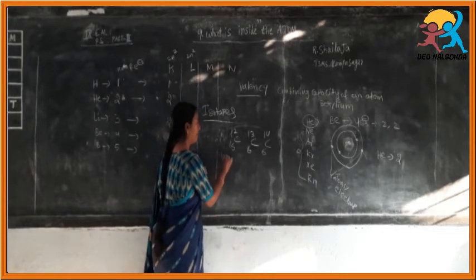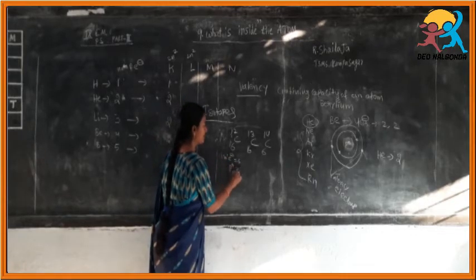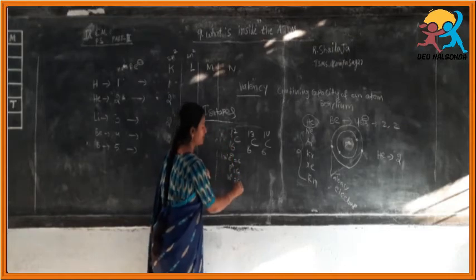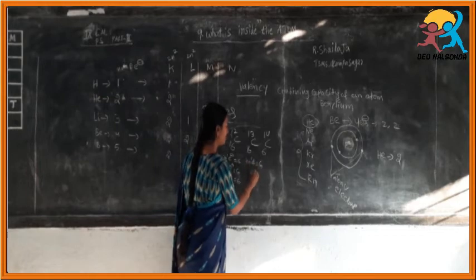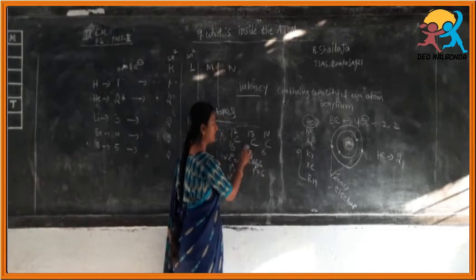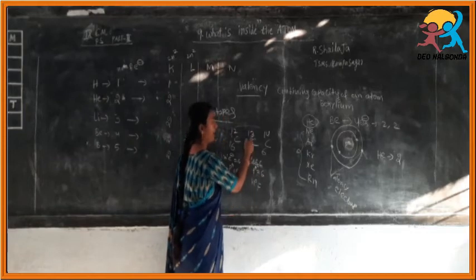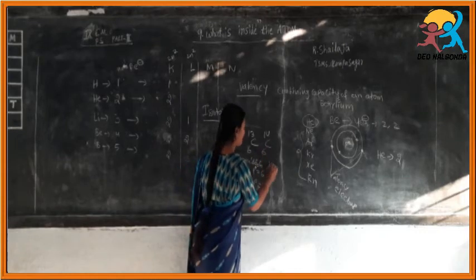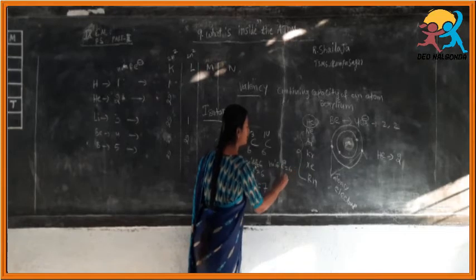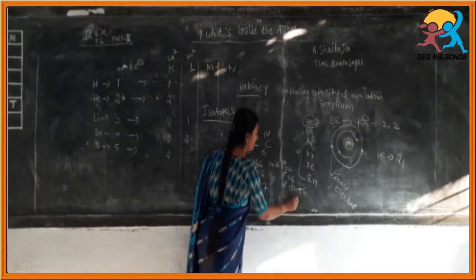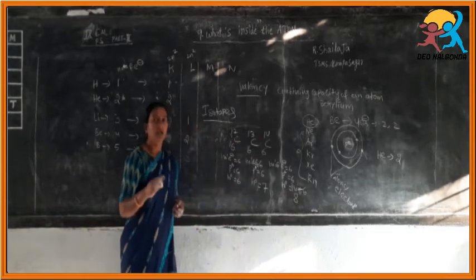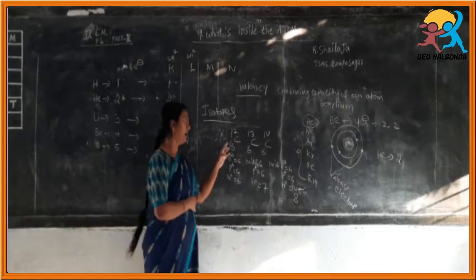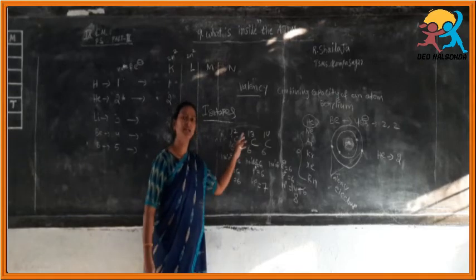Here the number of electrons is 6, protons 6, and neutrons 12 minus 6, which is 6. Protons equal the atomic number, and neutrons equal the mass number minus the atomic number. So for 13, it is 13 minus 6, which is 7. And next, electrons 6, protons 6, neutrons 14 minus 6, which is 8. So the extra neutral particles are responsible for the increase in atomic mass.